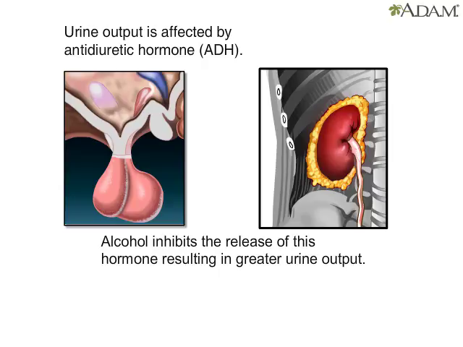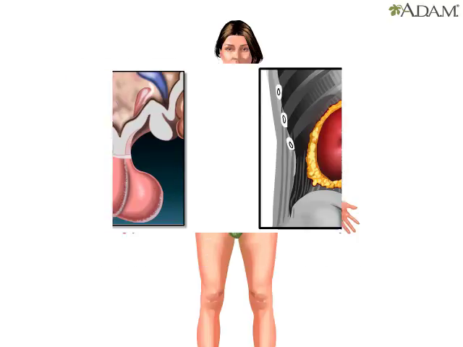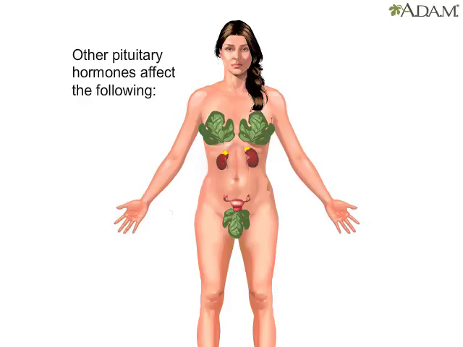The screen changes to show a frontal image of a woman. Her breasts and genitals are covered by fig leaves. An overlay shows the adrenal glands below her breasts on either side of the abdomen and also shows the ovaries. The pituitary gland produces other hormones that control other bodily functions and processes.